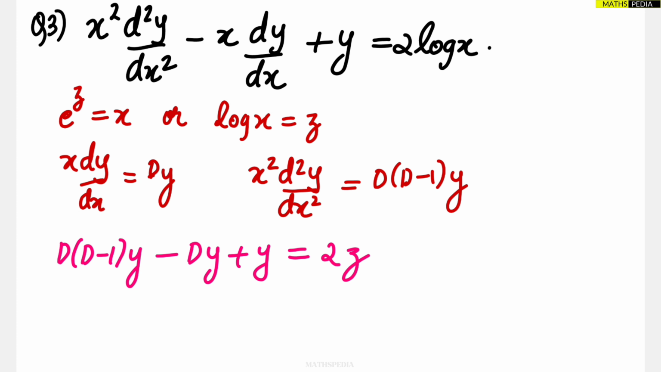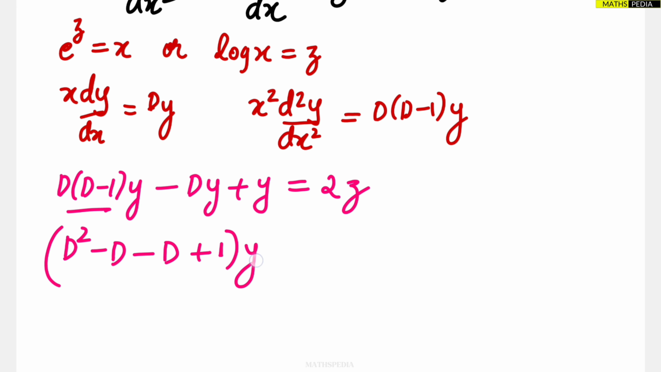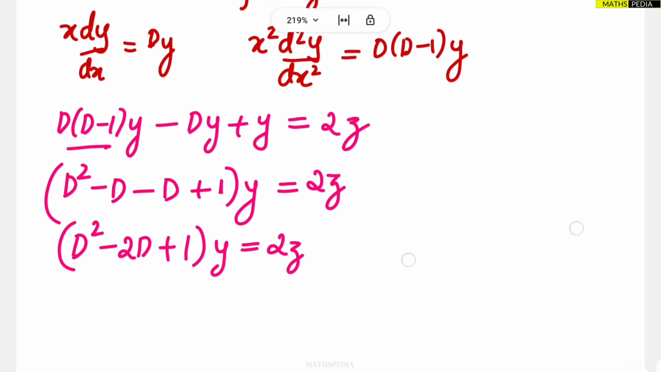be z. Now if you take the LHS part, we can take y common. So first expand this: d square minus d plus 1 into y is equal to 2z. Now here this will become d square minus 2d plus 1 into y is equal to 2z. This is the simplified version.